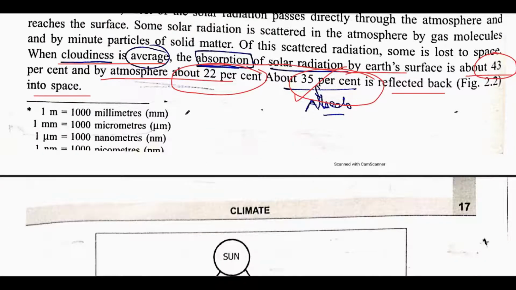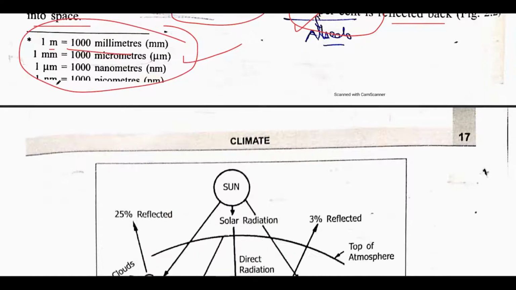These are the various conversion units that are given, like 1 meter is equal to 1000 millimeter, 1 mm is equal to 1000 micrometer. This is the basic type, and it is mentioned, it is not written, that 1 nanometer is equal to 10,000 picometer.